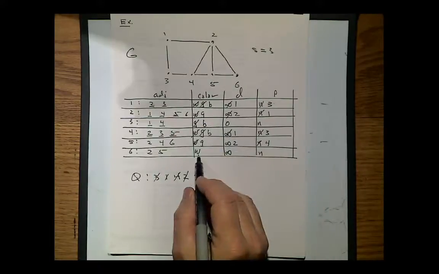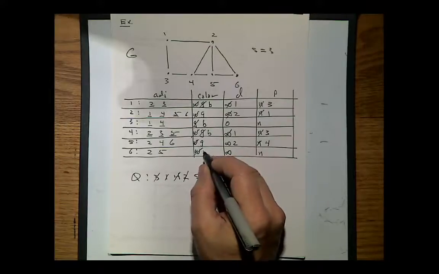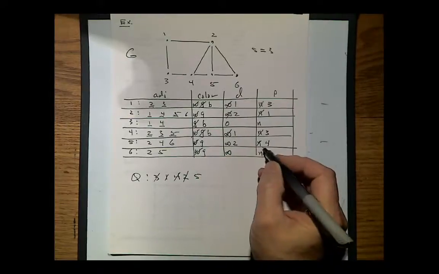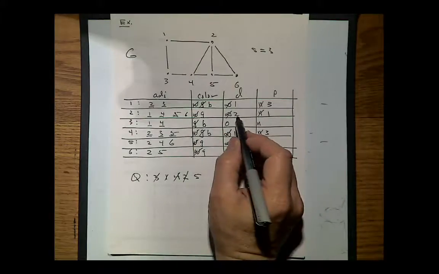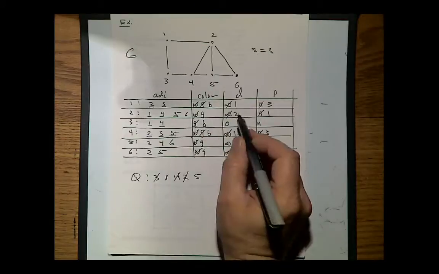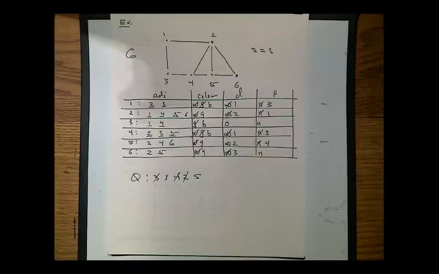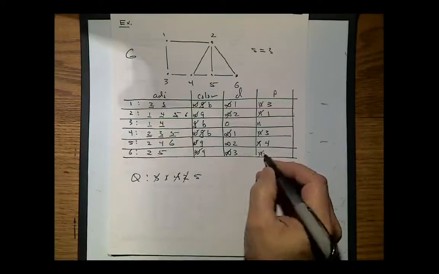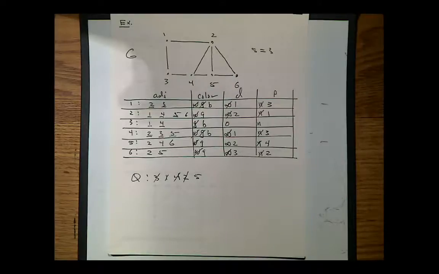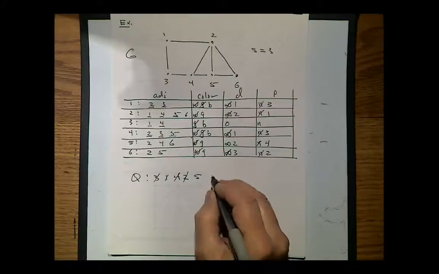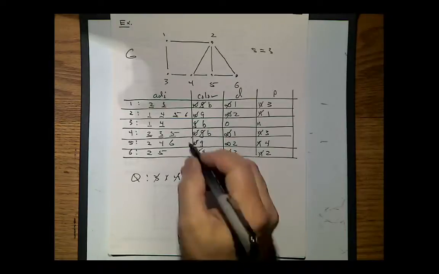6 is the only one that's still white. So I discover it by coloring it gray. I set its distance to be 1 more than where I discovered it from. Discovered it from 2. Its distance is 2, so this guy has distance 3. And I set its parent to be where I discovered it from, namely 2. And then I enqueue the 6. I didn't forget that time. So that takes care of 6.